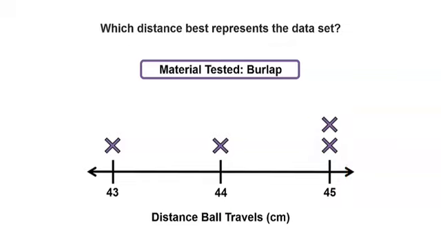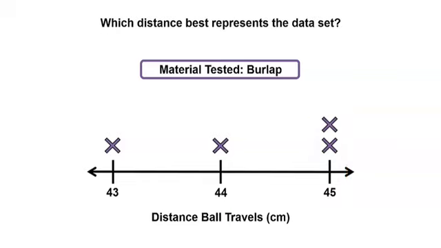So which distance best represents the data set? Point to the distance on your screen. In this case, choosing a distance in the middle makes the most sense. So 44 centimeters best represents the data set because it's right in the middle of the values.